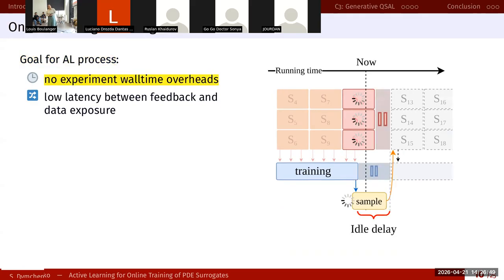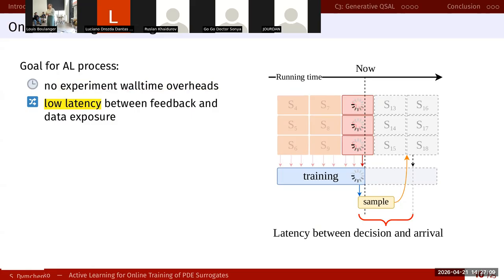First, as we don't want to have any idle time for the resources, we should not make the active learning process pause the training or the solver execution. Otherwise, it brings these idle delays. And then we will run the active learning process in parallel, concurrently, asynchronously to the solvers and training server.